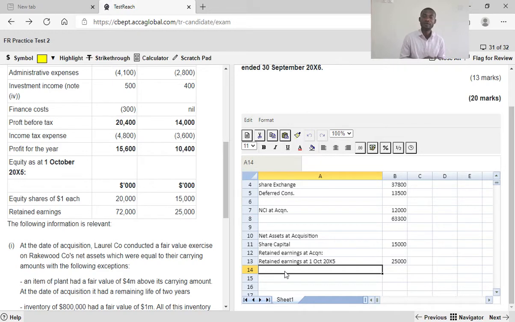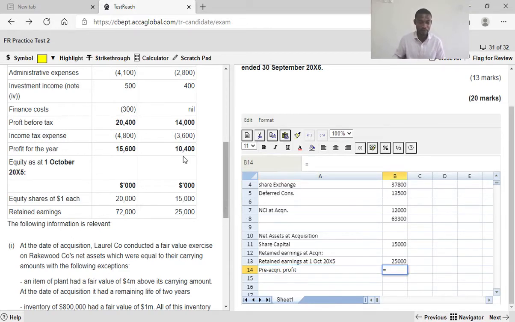So if you look at from the start of the year, which is 1st October x5 to 1st January x6, you count the number of months: October, November, December. That is 3 months. So I'll say pre-acquisition profit, and that should be the profit for the year, which is given.